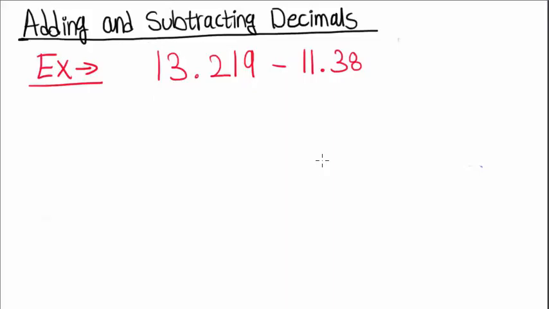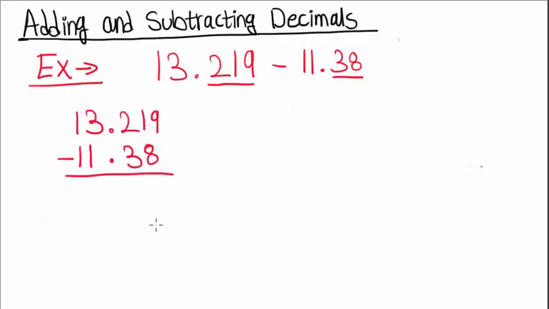So let's say in this example you have 13.219 minus 11.38. The first thing that you can do is figure out how many numbers after the decimal point you will have in your final answer. This first term over here has 3 numbers after the decimal point. This second term over here has 2 numbers after the decimal point. We will have 3 numbers after the decimal point in the final answer. So I can set this problem up like this over here.